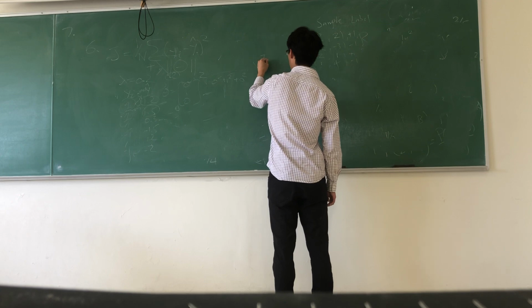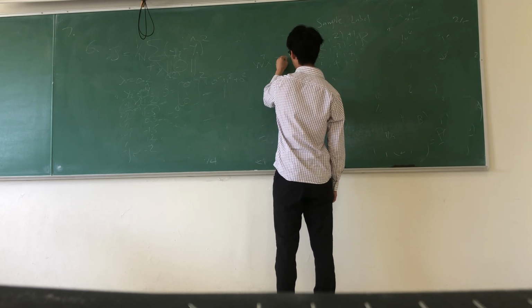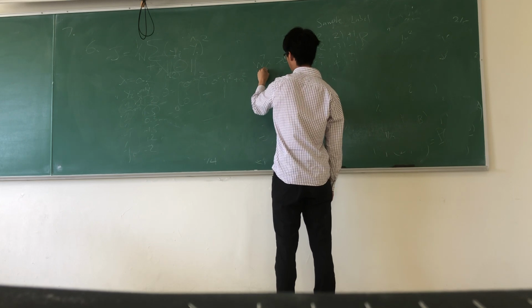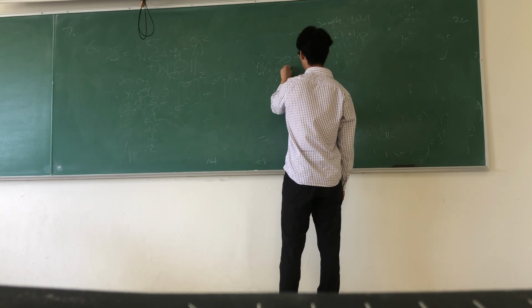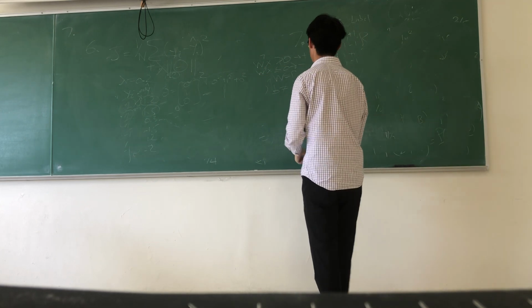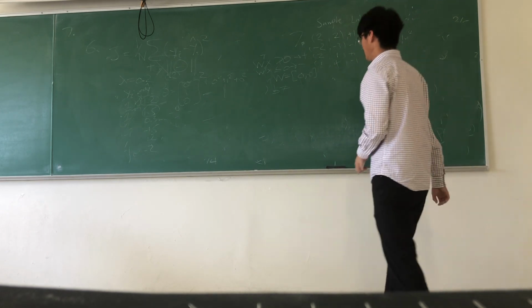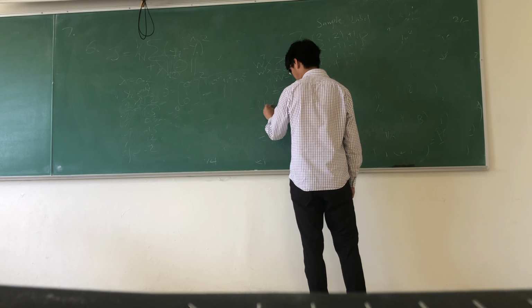So when W transpose X is greater than 0, then we call this positive. And when W transpose X is less than or equal to 0, then we call this negative. So now the question becomes, how do we update this thing? Can anybody tell me what an update rule is?